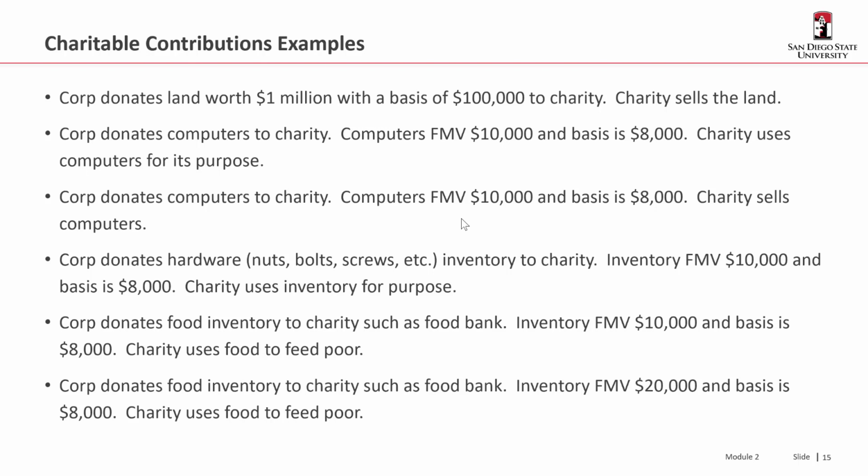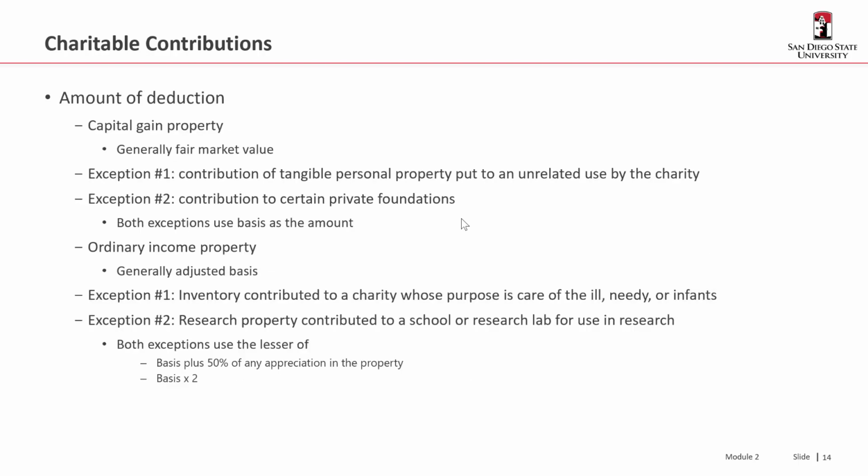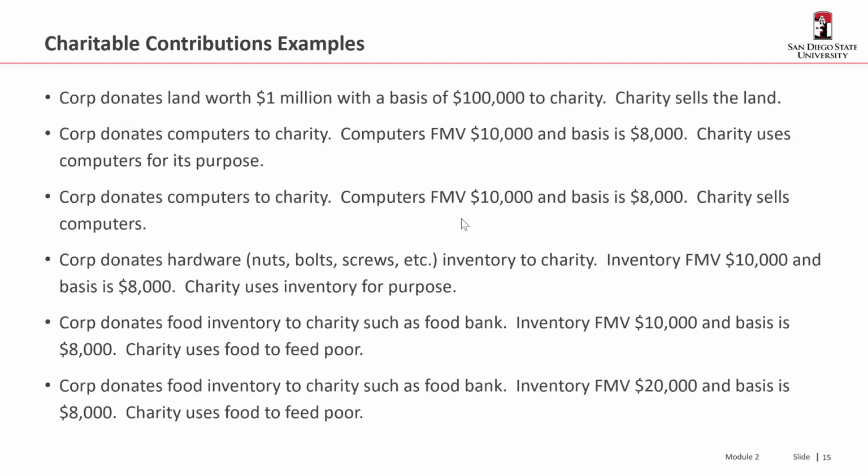If, on the other hand, they donate computers, those computers have a fair market value of $10,000 and a basis of $800,000. If the charity uses the computers for its purpose, then in fact it is using it for a related purpose, and as a result they retain that fair market value as the amount of the donation. If, on the other hand, as in the next example, they donate the computers but the charity just sells them, then that does meet that exception, right? If we go back, that's a contribution of tangible personal property put to an unrelated use by the charity, meaning it just sells them. And so as a result, they're going to take basis as the deduction, not the fair market value.